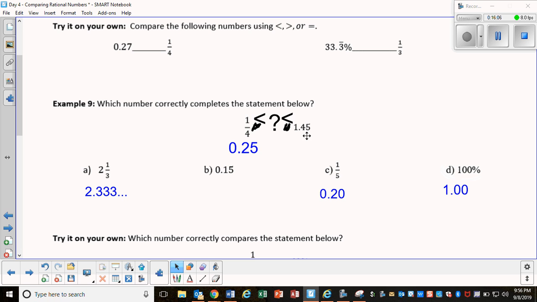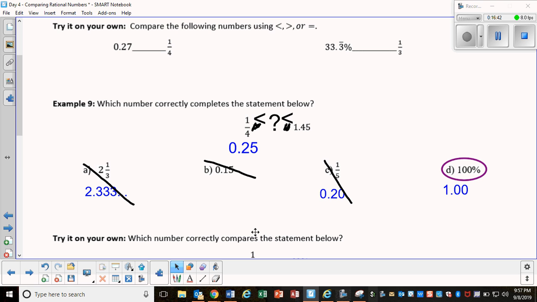Now these decimals are pretty small, so what might be helpful is thinking about it as money. What's between 25 cents and $1.45? Is $2.33 between that? No. So we're going to cross that one out. Is 15 cents between the 25 cents and $1.45? No. Is 20 cents between 25 cents and $1.45? No. Is $1 between 25 cents and $1.45? Yes. So that one is our answer.